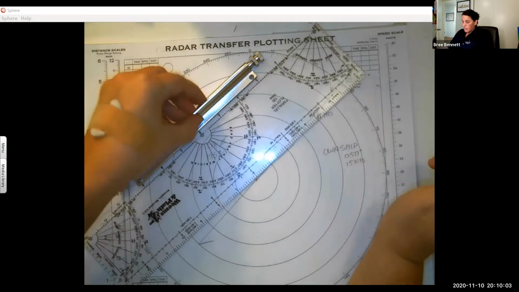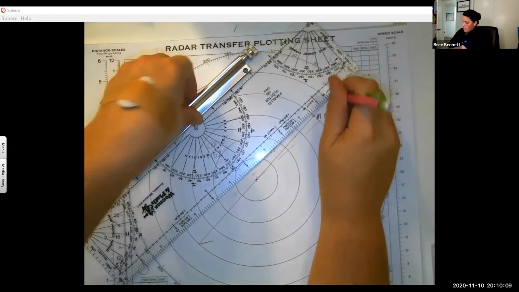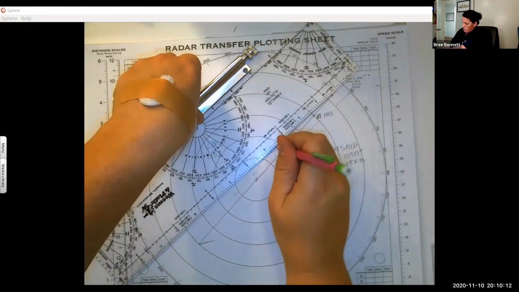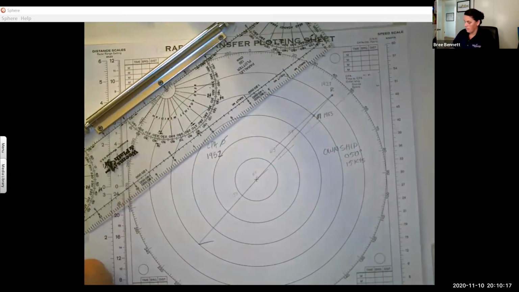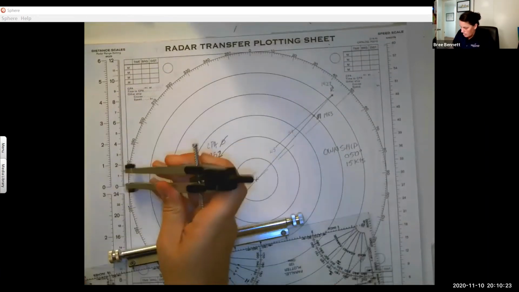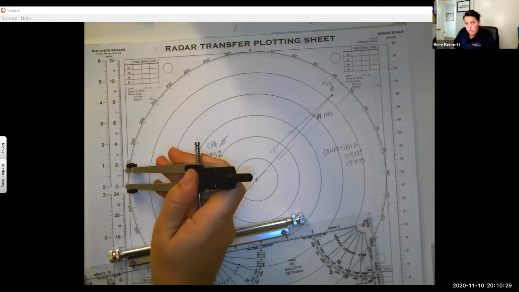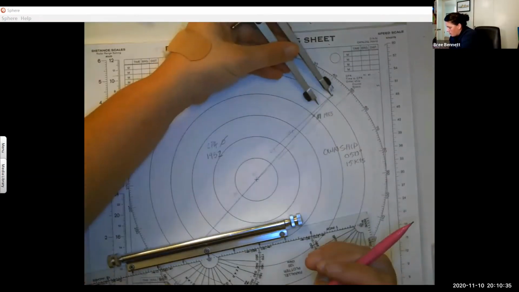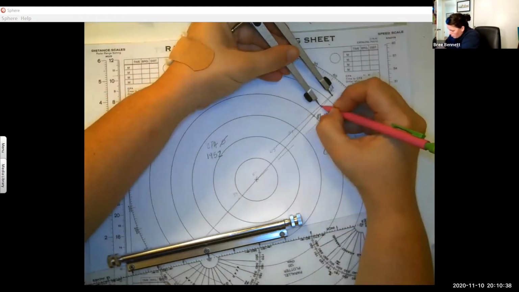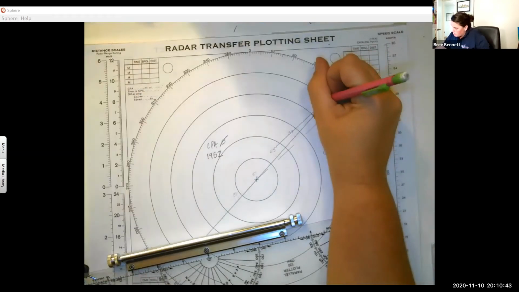So I'm going to parallel that 050 back to that R and draw in a heading line, or opposite of my heading. And my speed was 15 knots. So in 6 minutes, I would travel 1.5. We just move that decimal place over 1. So I have 1.5. Right there is going to be our E.